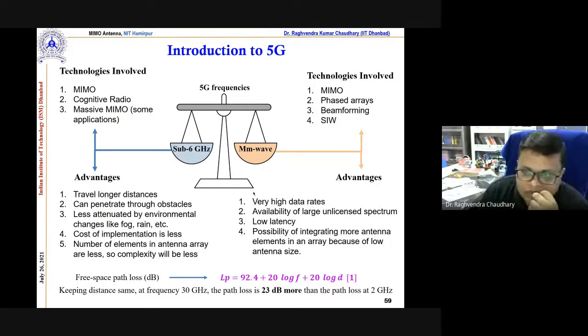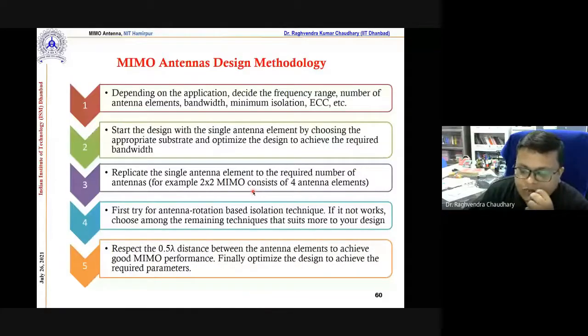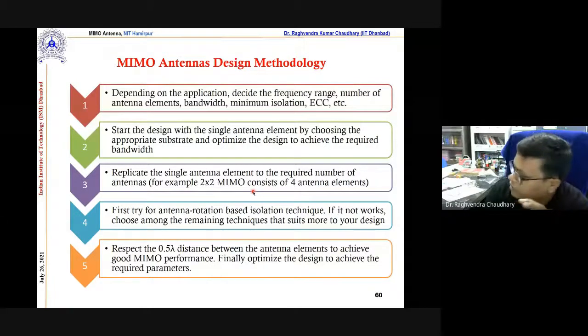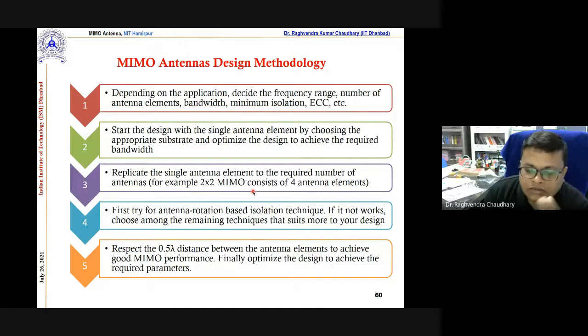Now this is the design methodology. To decide, as per the requirement, what is needed, the antenna element bandwidth and other things. Finally, you have to start with the single antenna. First you have to fix your single antenna and confirm that it is working. Then you have to convert it to MIMO. Replicate it. Maybe for 2x2 MIMO, it will consist of 4 antenna elements. Correct, and then you have to apply the isolation technique. So this is some of the routine work you need to perform.